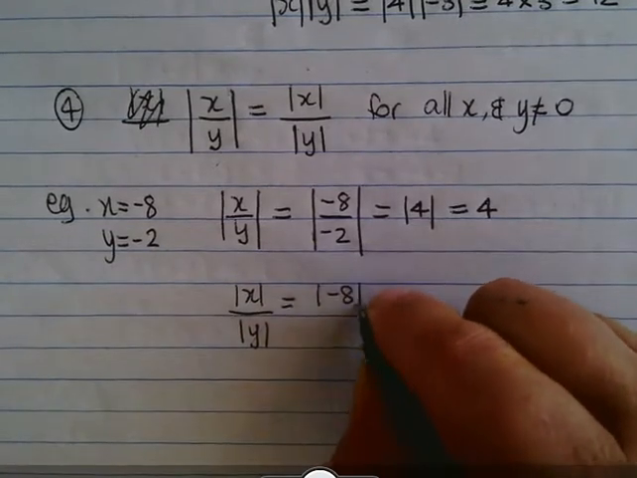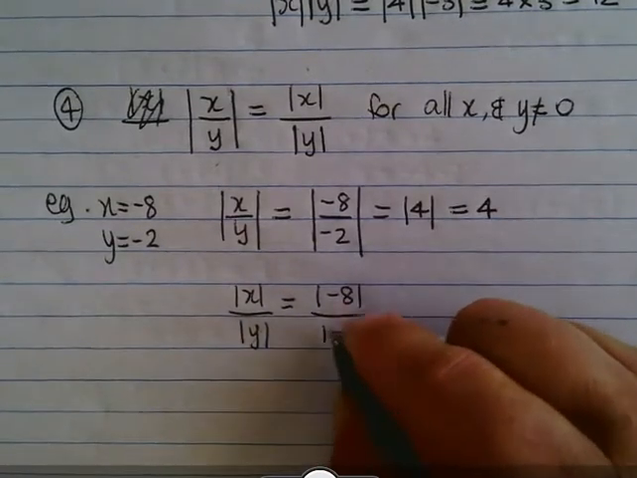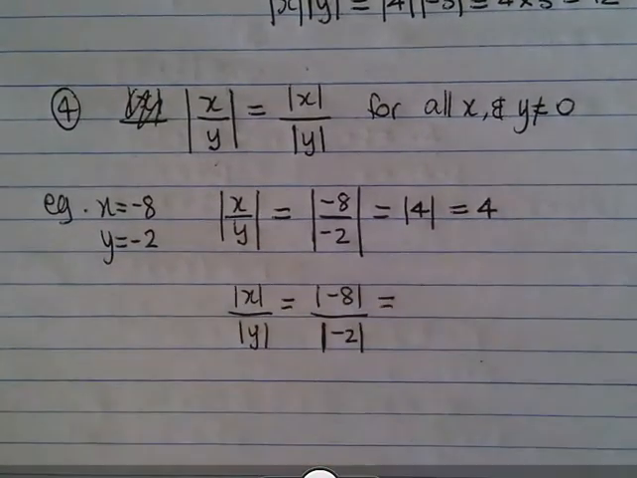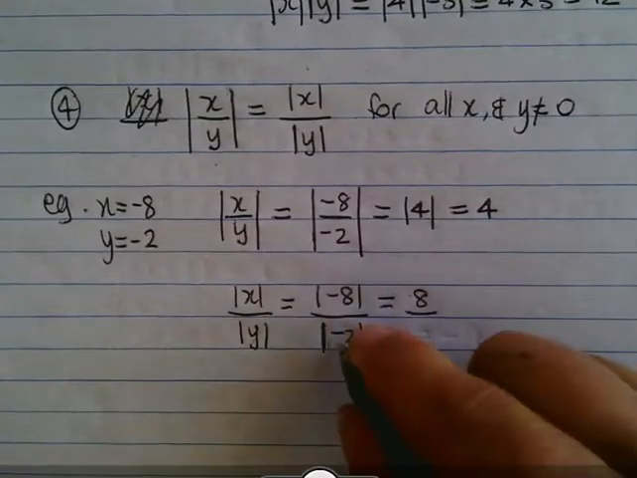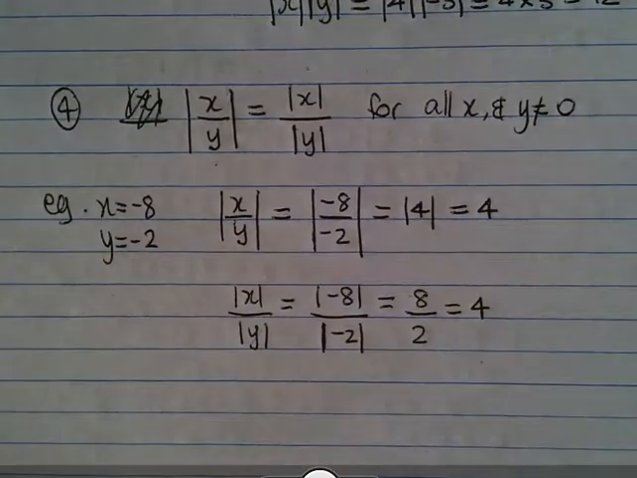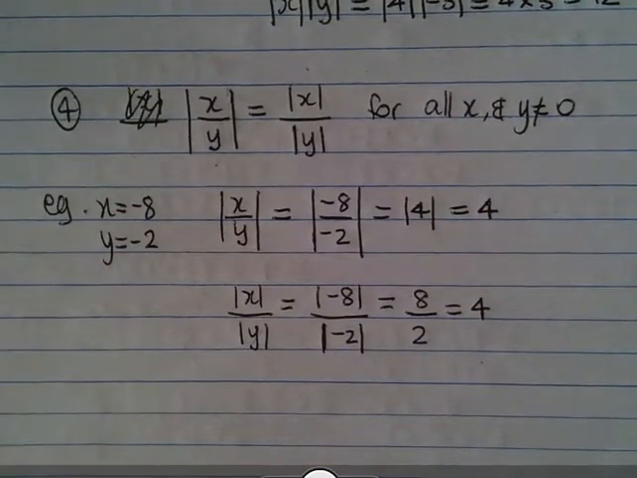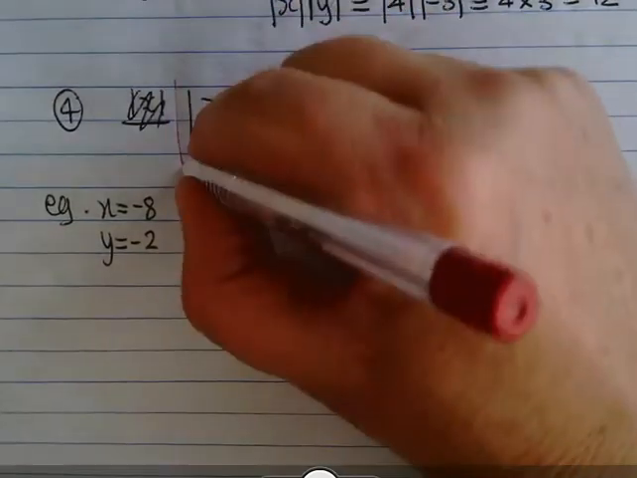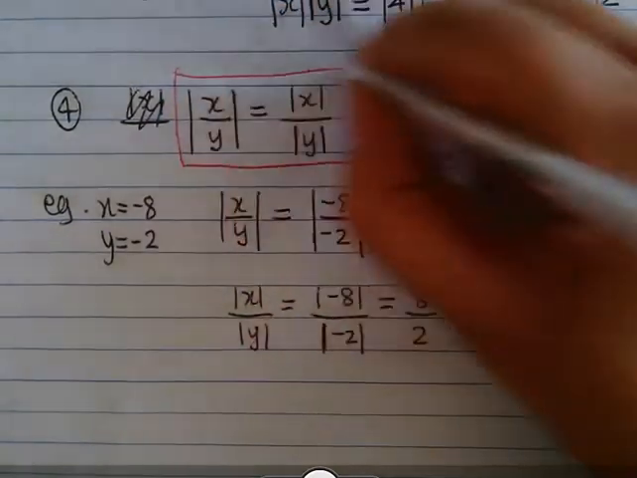Now we look at the next one, and they have to be done separately. So the absolute value of negative 8 is 8. The absolute value of negative 2 is 2. 8 divided by 2 is 4. So that works as well. And you can just box up the rule. So they were just the rules.